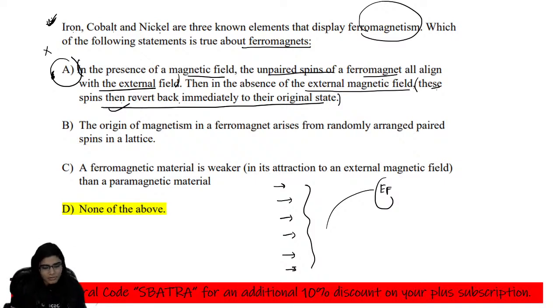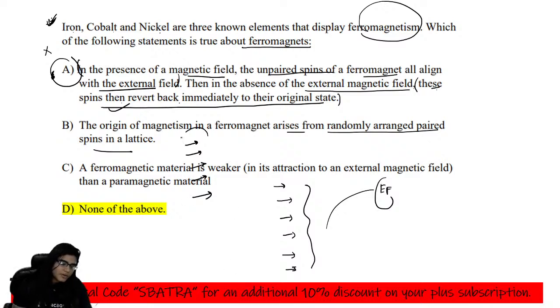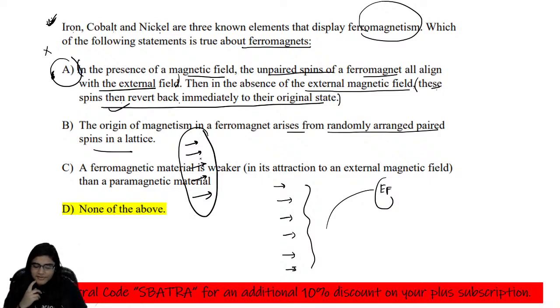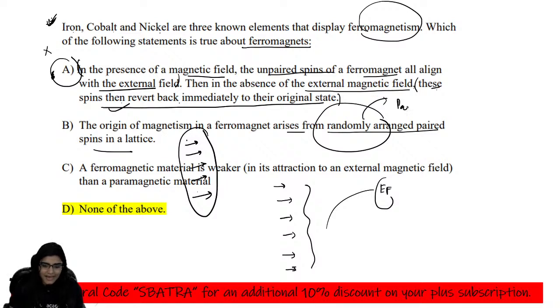Let's go to the next option now. The origin of magnetism in a ferromagnet arises from randomly arranged paired spins in a lattice. No, again it's an incorrect statement. They are aligned in one particular direction. Please everyone concentrate over here on what I am trying to explain, this will definitely help you in approaching the questions. Option B is definitely incorrect, because they are aligned in one particular direction. They are not in random motion. Random motion is observed in paramagnetic substances, not in ferromagnetic substances. Is it clear that option B is definitely incorrect?